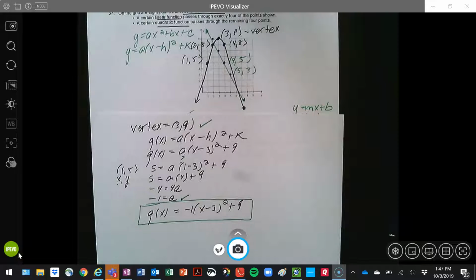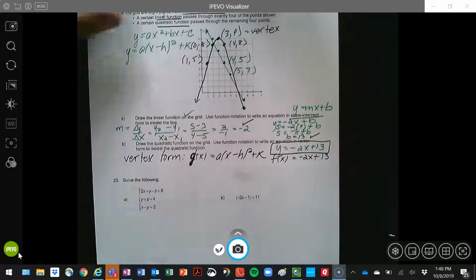So that was it. That was question number 24. We still have 2 more to go, but what I hope you're seeing is that in both of these questions, these are really important skills that you've been developing in the course, and this is just an opportunity to pull it all together. All right, let's go.